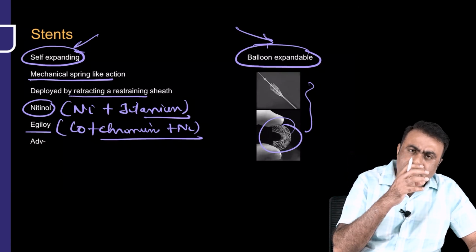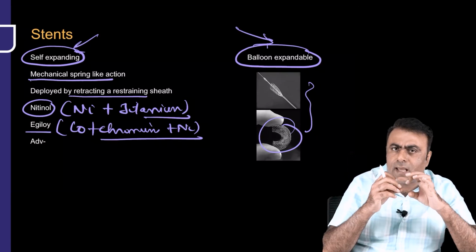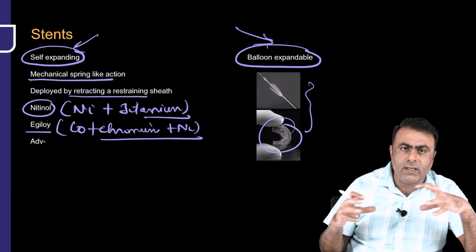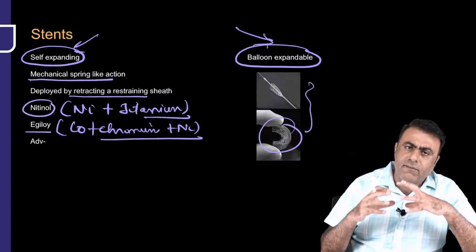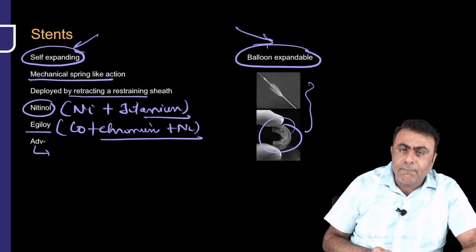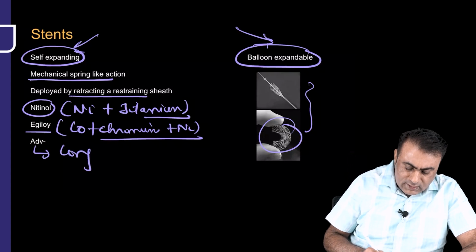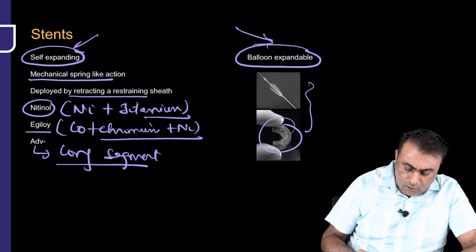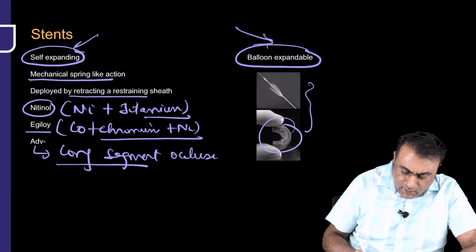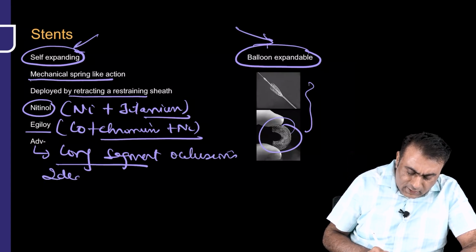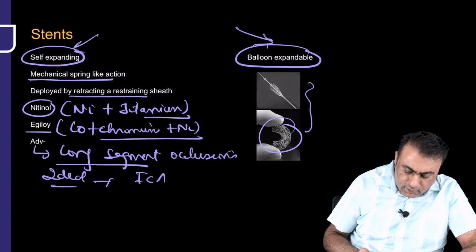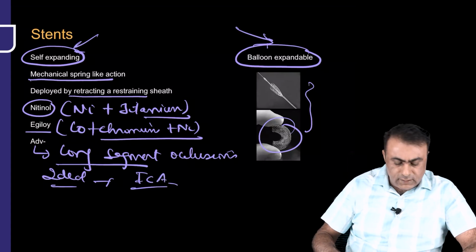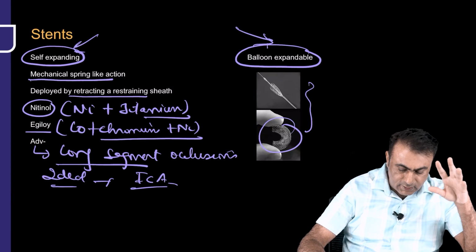It expands and stays there in place. Now, these self-expanding stents usually have a long size, and because of that, they have a very important advantage: they can be used for stenting long segment occlusions. They are also considered ideal for internal carotid artery lesions.